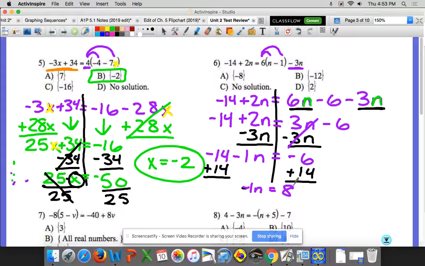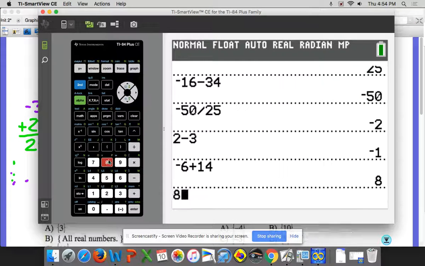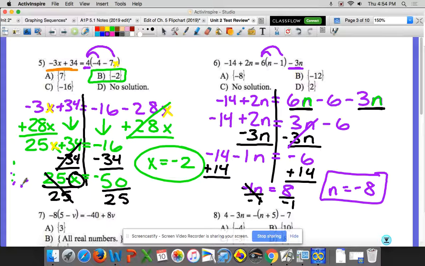And then our final step is to get rid of that negative 1. And once again, that negative 1 next to that n means it's being multiplied. So in order to undo that, we're going to have to divide by negative 1. And therefore, those will cancel out. We get n by itself. And 8 over negative 1 is just going to be n equals negative 8. And we can still do that in our calculator if you would like. 8 divided by negative 1, and it tells us we're going to get negative 8.